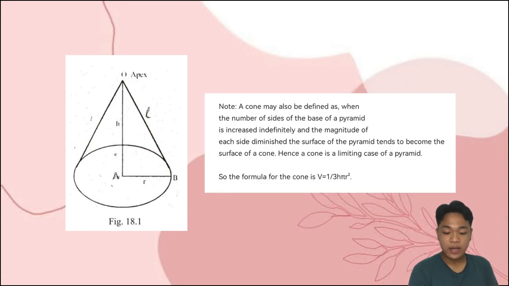Take note, a cone may also be defined as when the number of sides of the base of a pyramid is increased indefinitely and the magnitude of each side diminished, the surface of the pyramid tends to become the surface of a cone. Hence, a cone is a limiting case of a pyramid. So the formula for the cone is volume equals 1/3 multiplied by height multiplied by pi and radius squared.